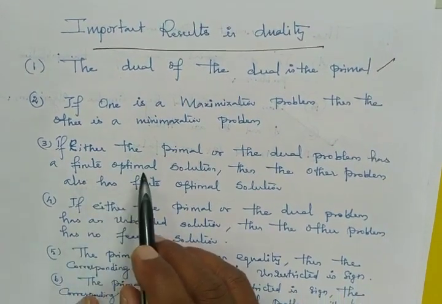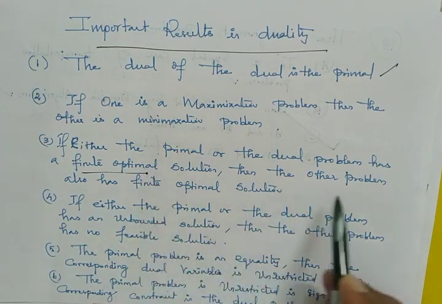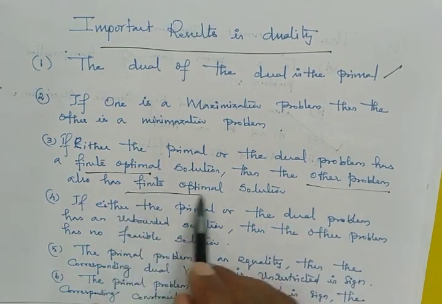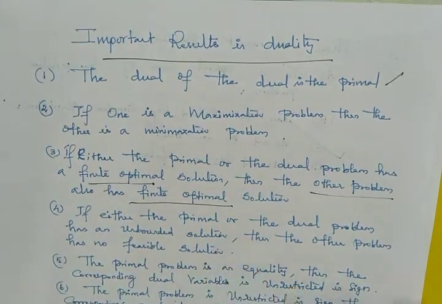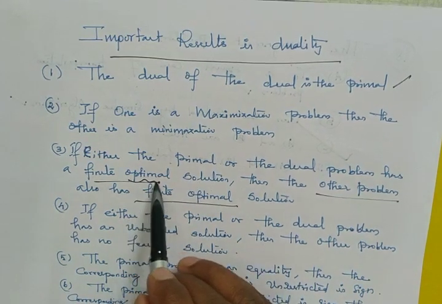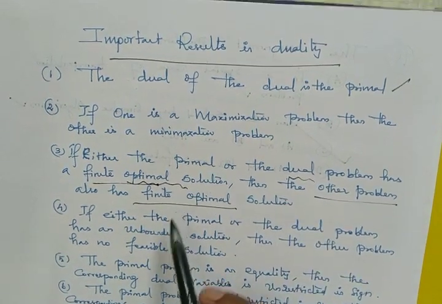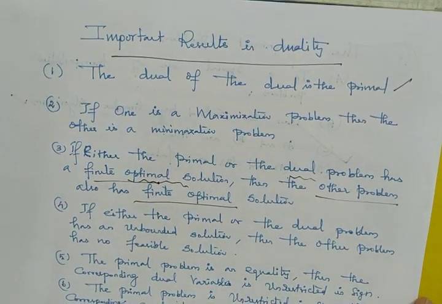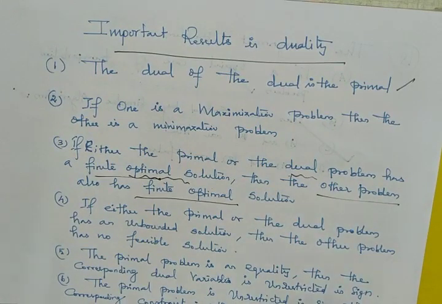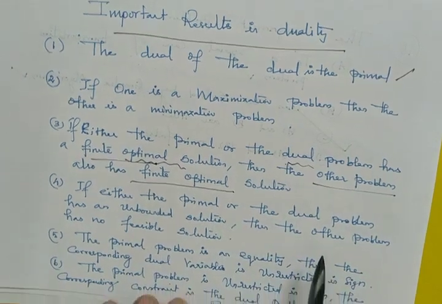Okay. So now if either primal or dual problem has a finite optimal solution, then the other problem also has a finite optimal solution. So if the question comes, they give primal, they may ask the dual. If they give dual, they may ask the primal. So at the time of finding the solution, if primal has an optimal solution, dual should also have the optimal solution. Vice versa cases. If it has a solution, that also should have solutions.